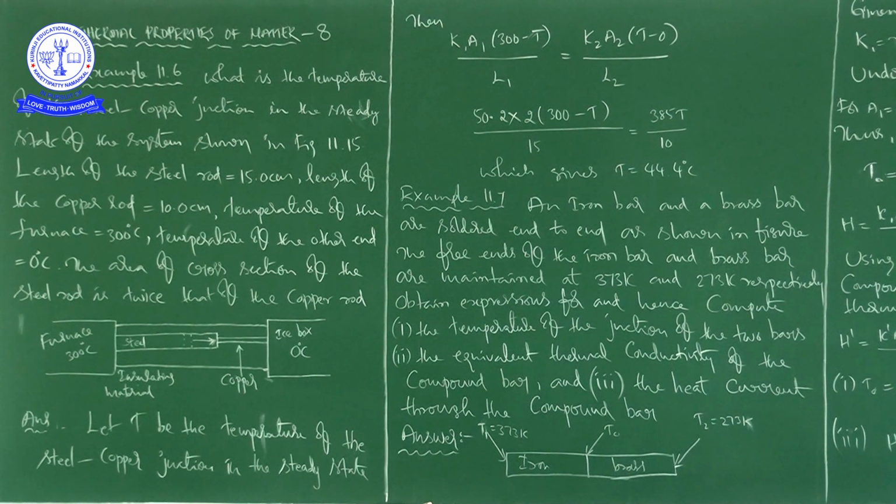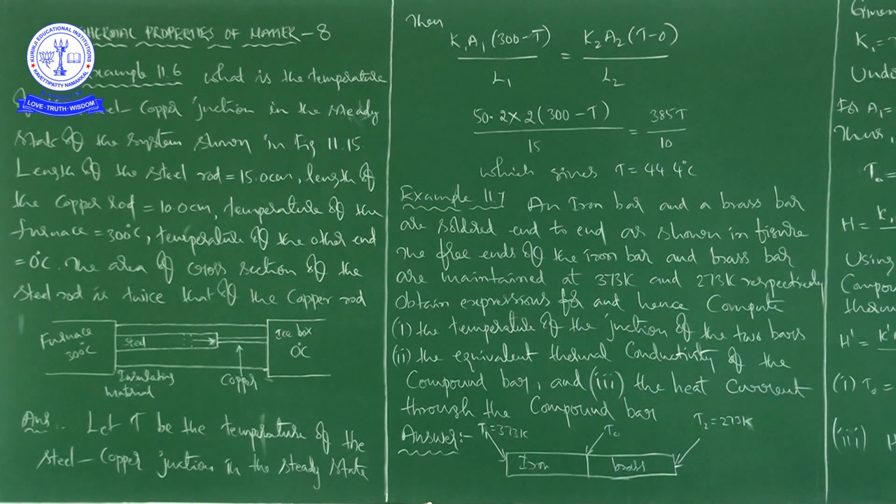15 centimeters is equal to, here K2 is 385, no? That is the thermal conductivity of copper, 385. And A2, I already told you why the area of cross section will give 2 here. And T minus 0, means T will come, divided by 10. So after completion of this, what is the T value we are going to get? That is 44.4 degrees centigrade. By solving this equation, we will get the T value as 44.4 degrees centigrade.